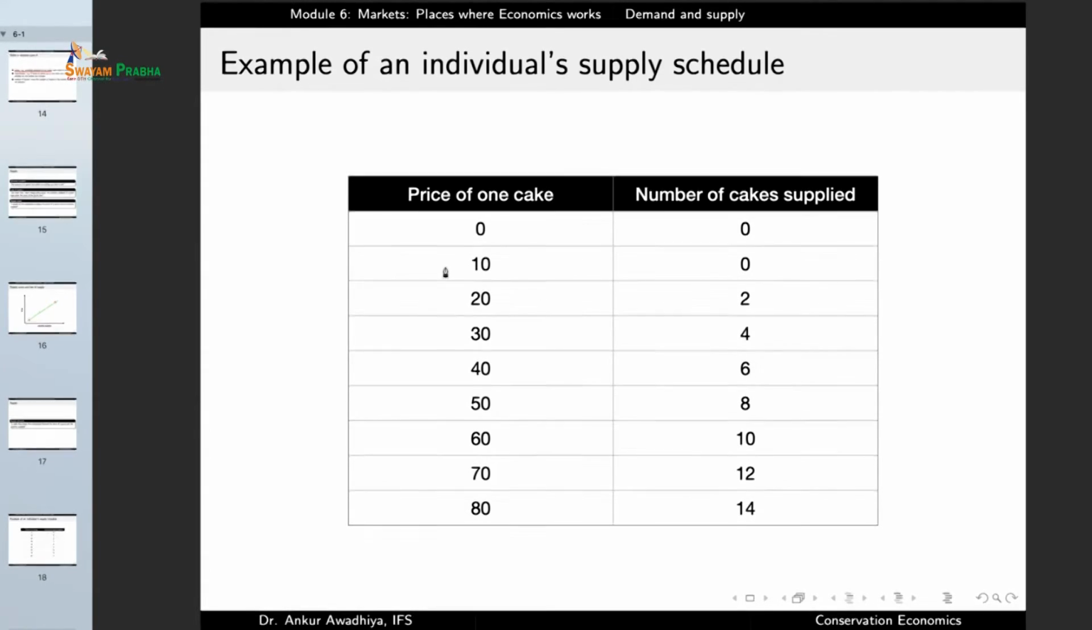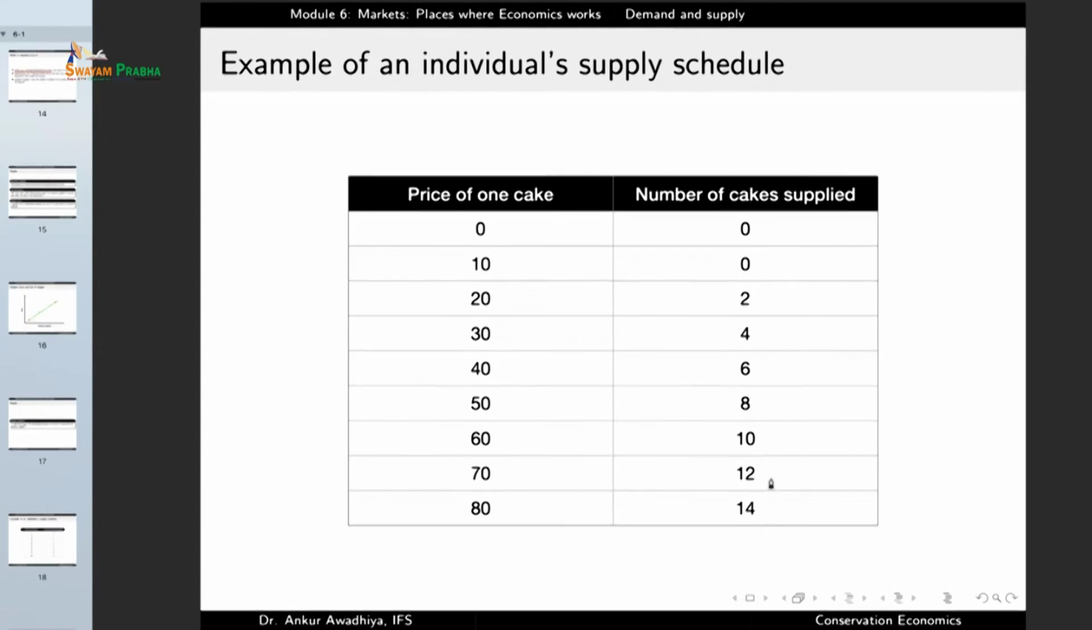If the price increases to 20 rupees, probably a seller is ready to supply two cakes. If the price increases further to 30 rupees, the seller will supply more number of cakes because now the seller is getting an incentive to increase his profit by making more and more number of cakes. If the price of one cake increases to 80 rupees, probably the seller will be ready to supply 14 cakes.